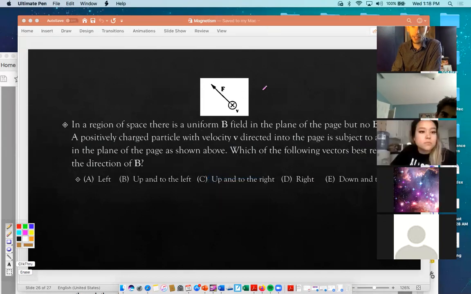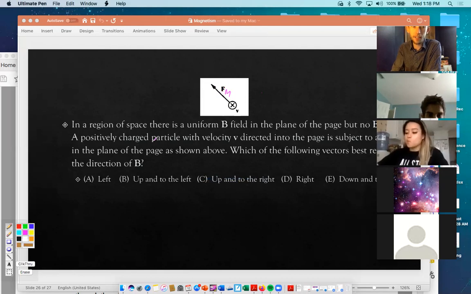I'm kind of working backwards here because now I know what the magnetic force is. So that's the direction that my thumb has to point. And this is a positively charged particle. And the velocity v is directed into the page. I think when I was doing the video, I misread this as coming out of the page.